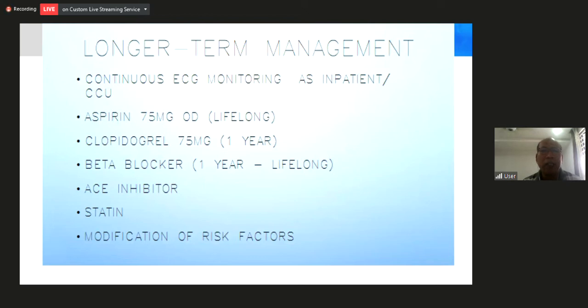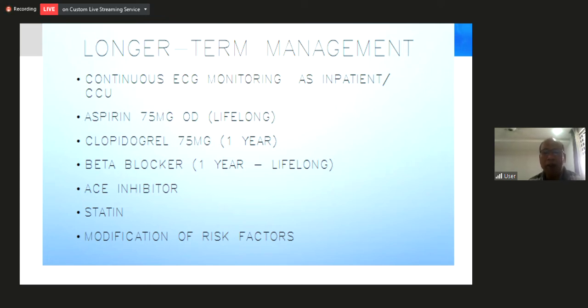Then after that, long-term management: you do ECG monitoring, especially for the first 24 hours in the CCU. Then you give aspirin, again just now 300 milligram, and clopidogrel again. After you discharge, the patient will be on aspirin, clopidogrel, beta blocker, ACE inhibitor, yeah? And then aspirin lifelong, clopidogrel for a period, and the ACE inhibitor and statin.